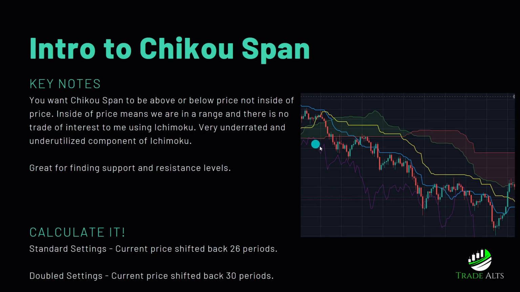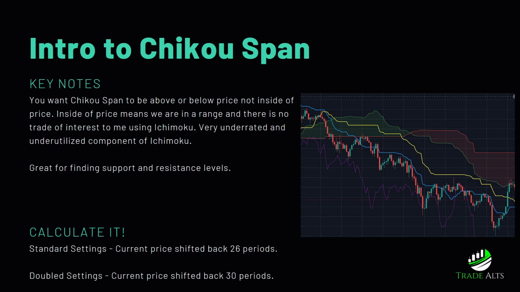The Chikou span is this purple line, in case you're wondering here. If you're inside of price, which you can see right here, the purple line comes and messes around inside of price for the most part. That means that we're in a range. And there's really no trade of interest when you have the Chikou span inside of price.